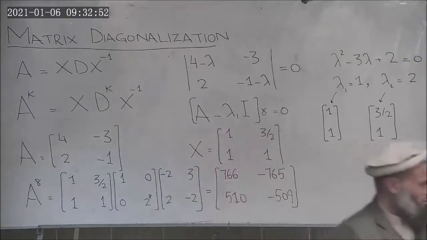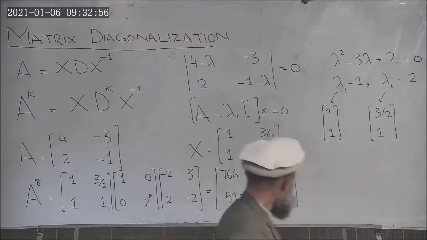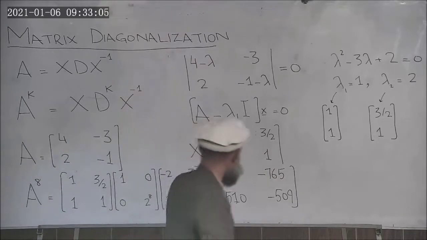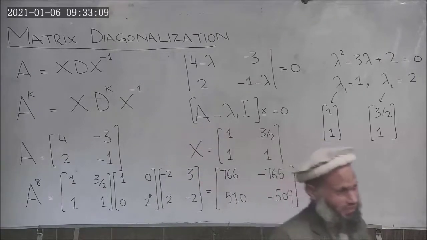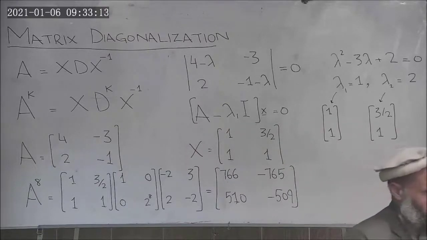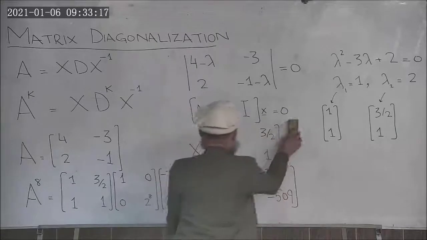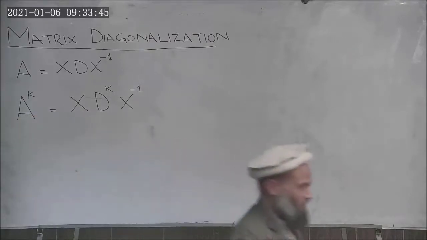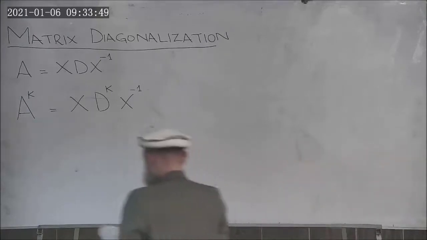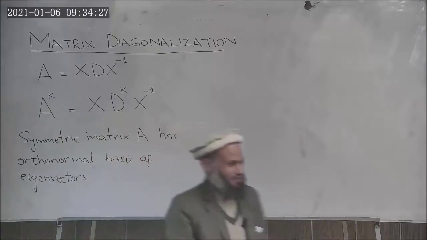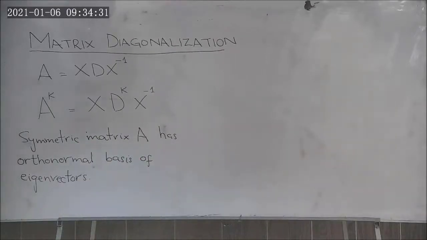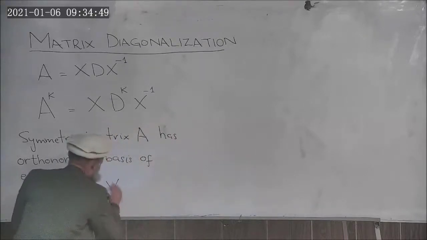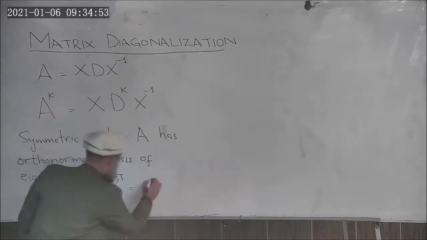So this is the 8th power of this matrix. Here the only difficulty in all this computation is finding X inverse. That involves some computations. However, if matrix A is a symmetric matrix, then this matrix X is also orthogonal. So if this matrix A is a symmetric matrix, then it has an orthonormal basis of eigenvectors. X is an orthogonal matrix, that is X transposed is equal to X inverse.